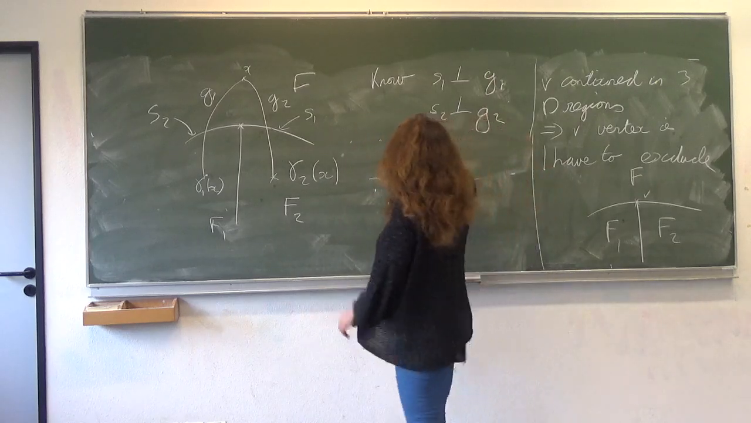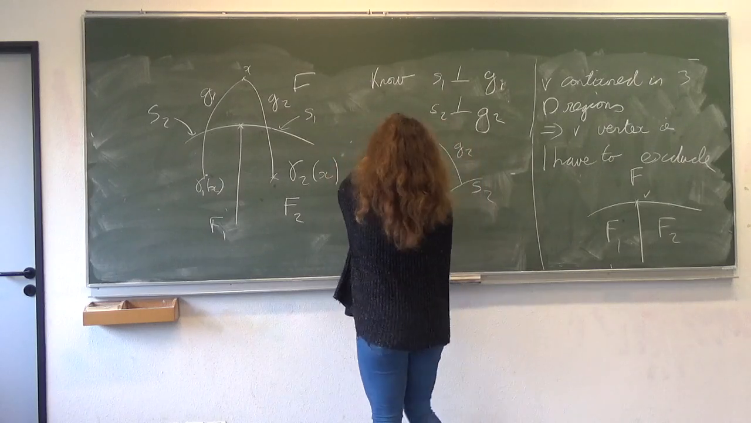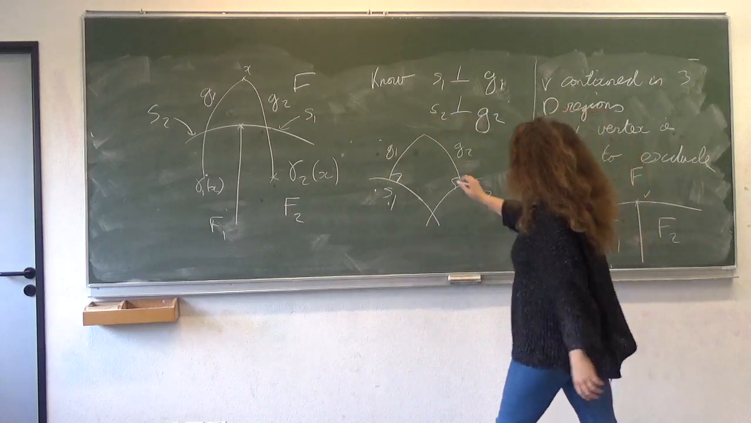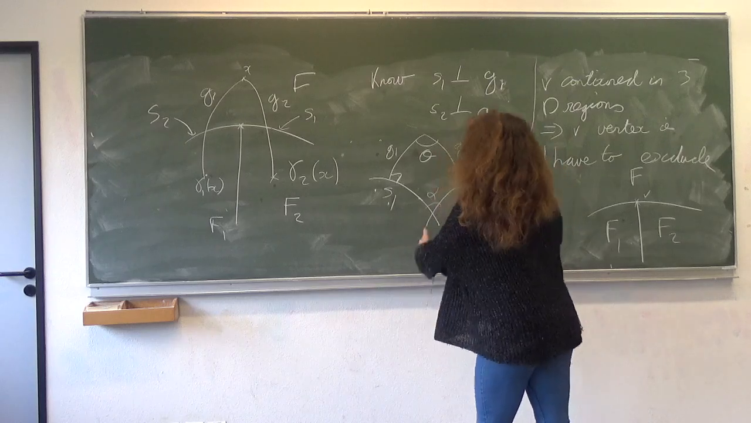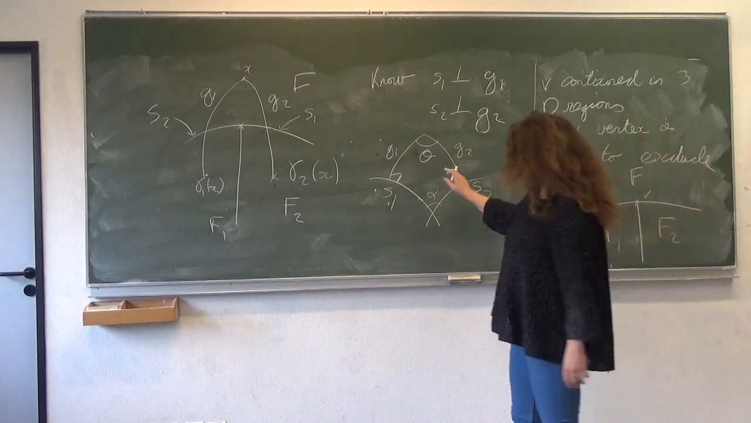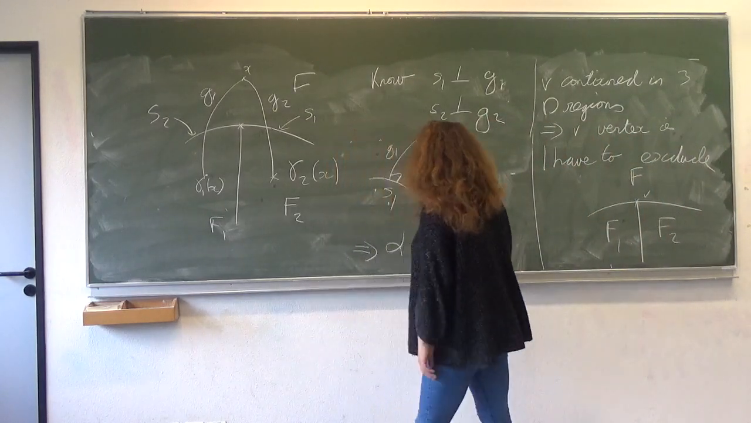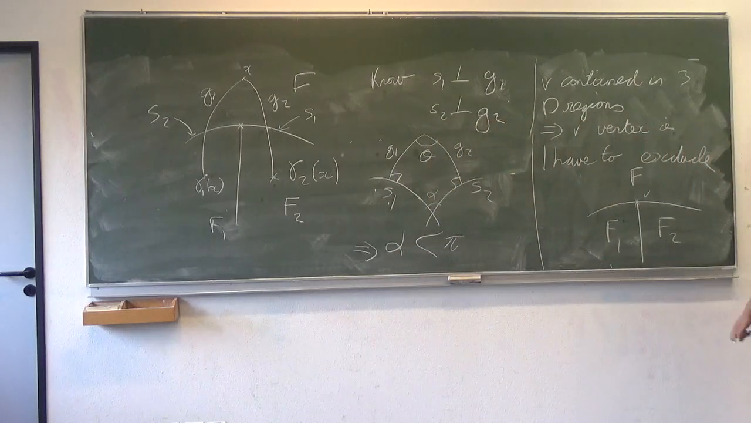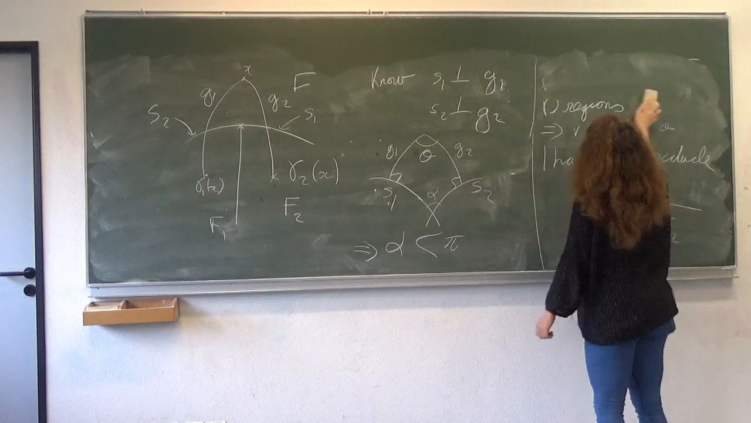So here I have G1, G2, S2, S1. Here I have a right angle. Here I have a right angle. Here I have a positive angle. And since I know that the sum of angles in a hyperbolic quadrilateral is less than 2 pi, that gives me that alpha is strictly less than pi. So these 2 segments, S1 and S2, cannot glue together as geodesics.